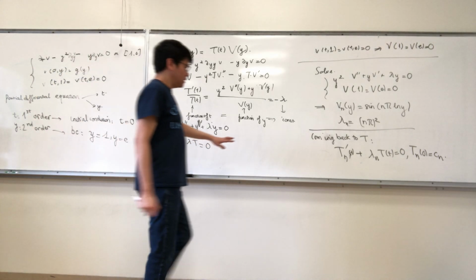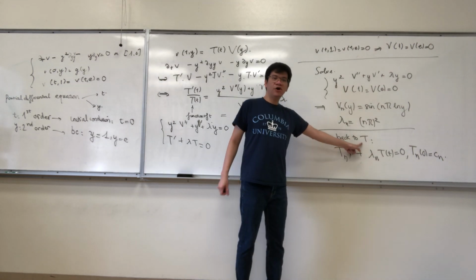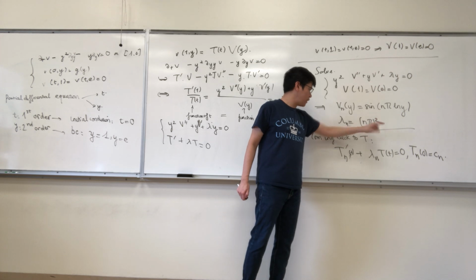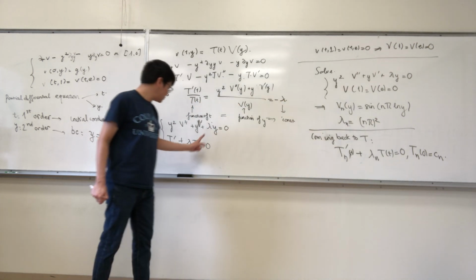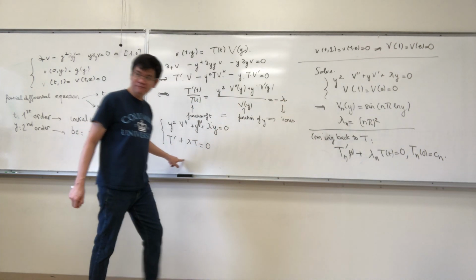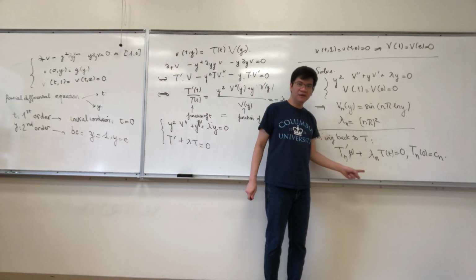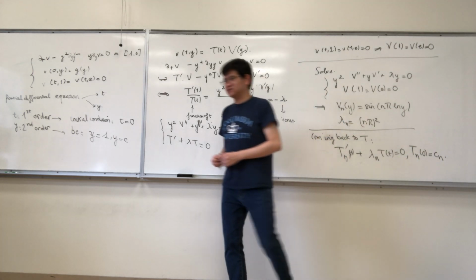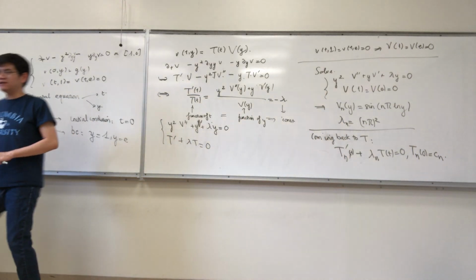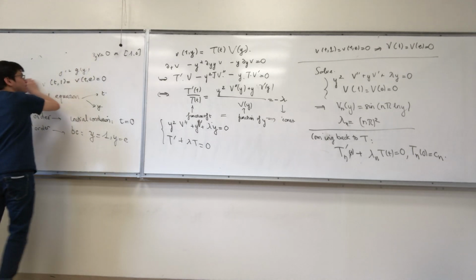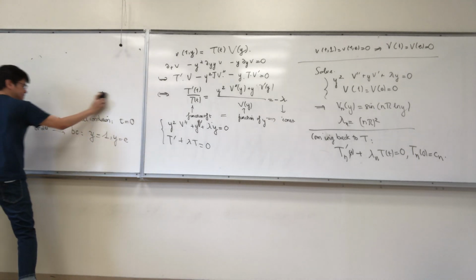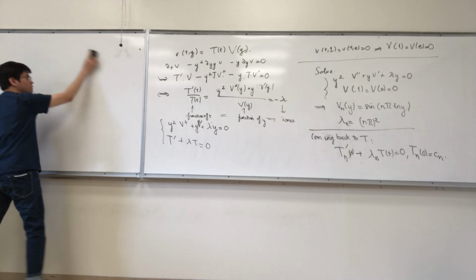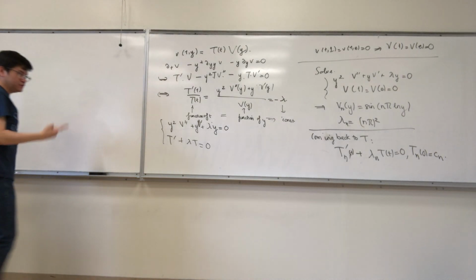Now, we come back to t, right? So the eigenvalues will be n pi squared. So I plug this eigenvalue into the second equation. I have T n prime plus lambda n T is 0, and I'm going to need some initial condition, right? Right, so let us try to solve this equation.